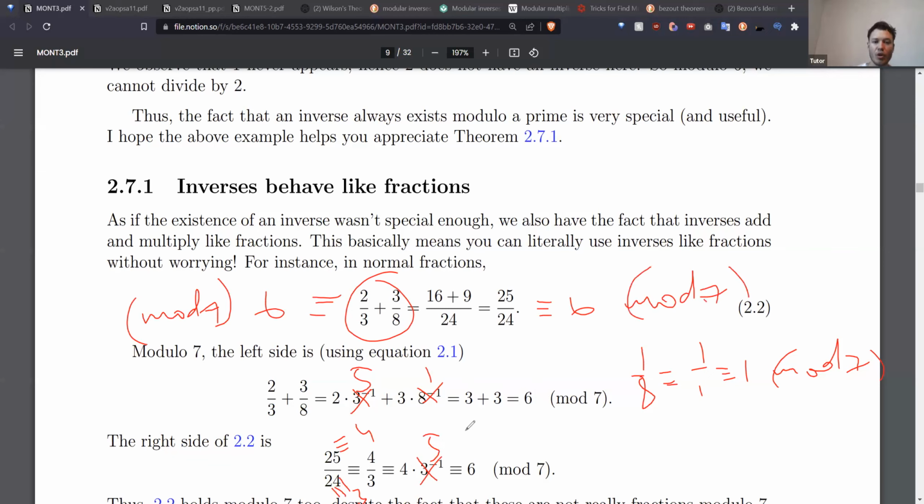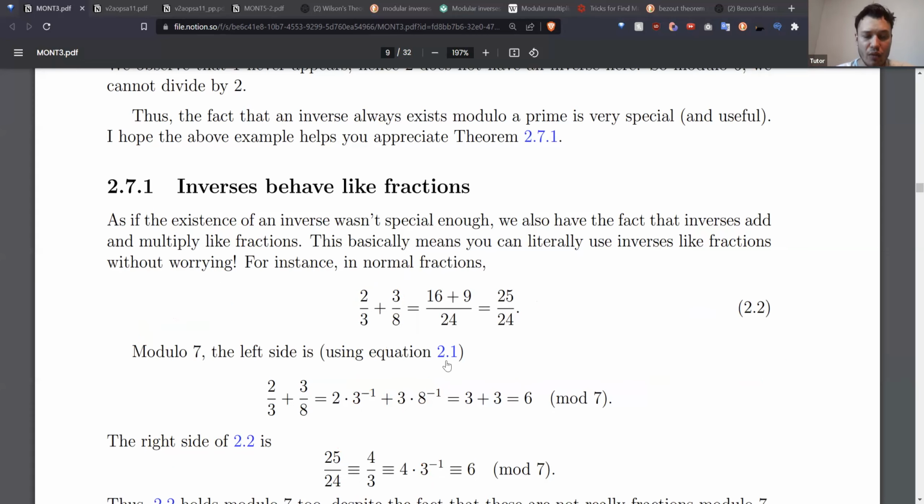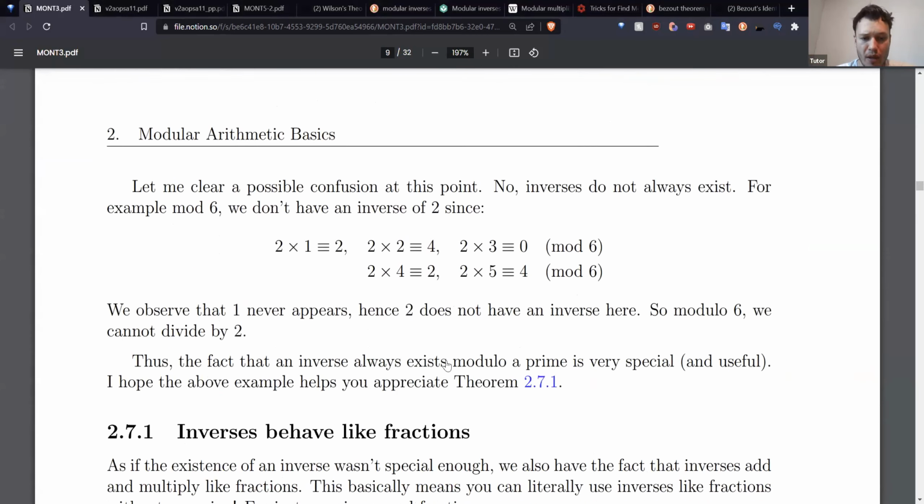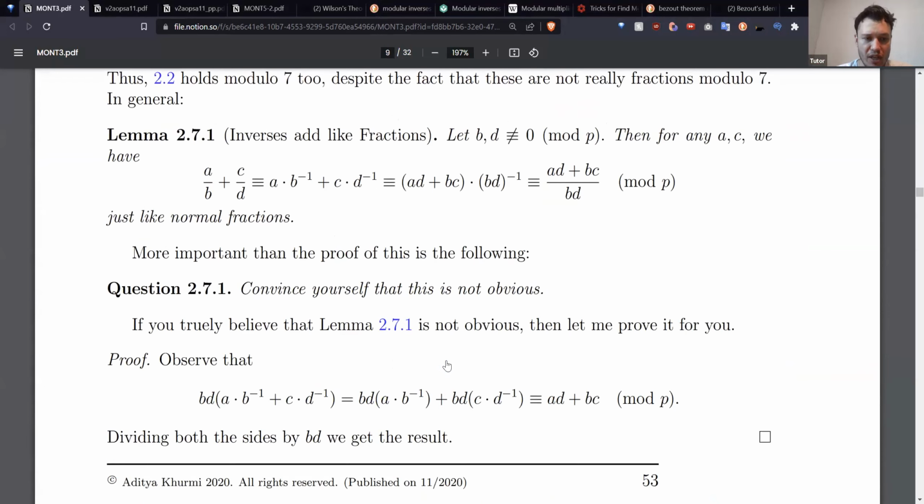So it turns out that I can do the same stuff with fractions. If I had some big expression in here, 2 times 3 inverse plus 3 times 8 inverse, I can write them as fractions, bring them to the same denominator, get this final thing, then write this as 25 times 24 inverse, and compute this final thing. So basically, modular inverses behave like fractions. You can do the same stuff as with fractions. They're not fractions, but they work exactly like fractions. All right, so let's see what we can do in here. Inverses behave like fractions. I guess we discussed this.